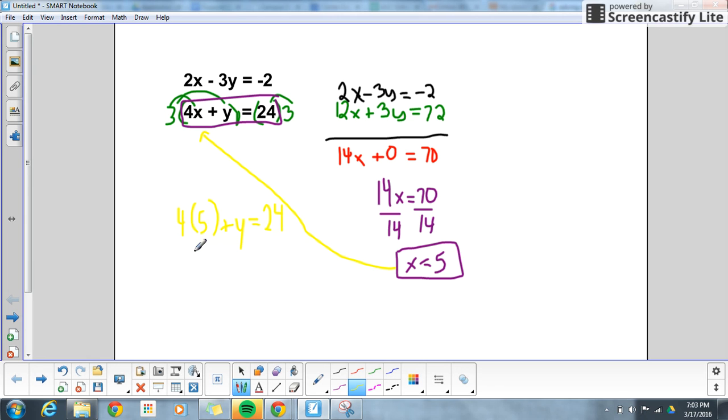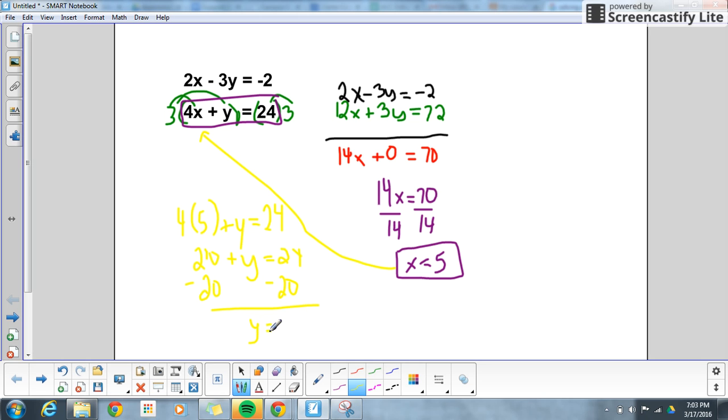So 4 times 5 is 20. Okay, and then plus y equals 24. Oh, well, I know how to solve that equation. That's simple. I'm going to subtract 20 from both sides of the equation. And then that's going to leave me with y equals 4.